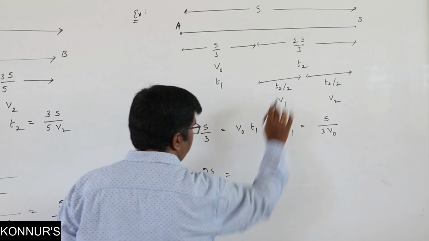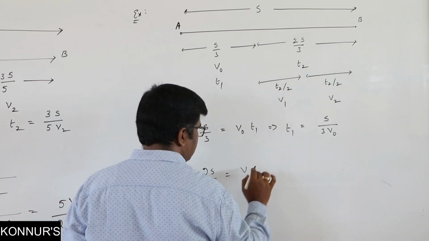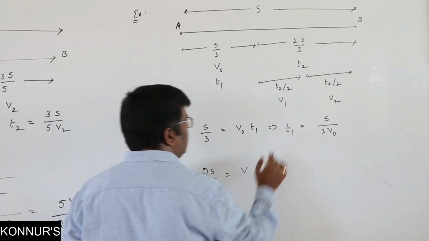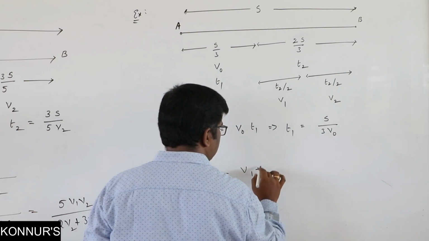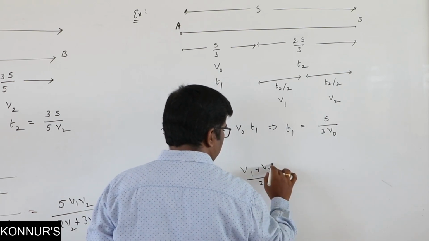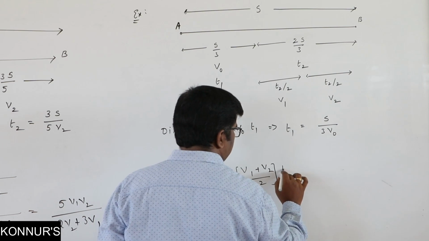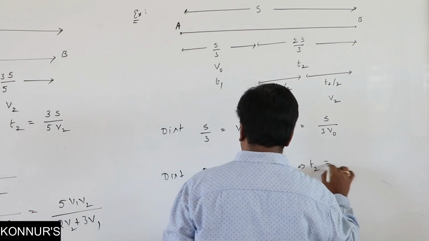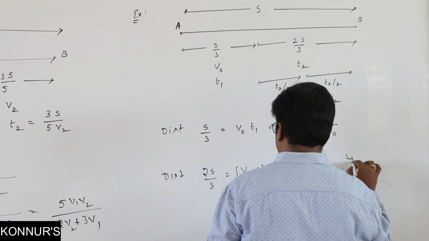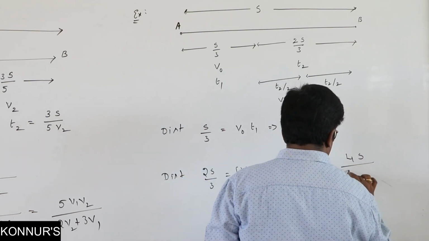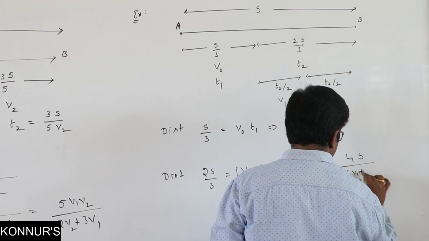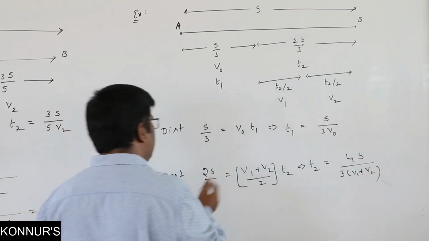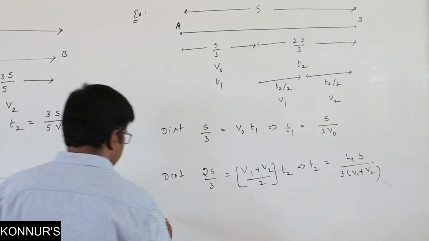Average velocity of time divided into two parts means it is the normal average of the speeds, that is (v1 plus v2) by 2. What is the time here? t2. Then t2 equal to, we can write as 4s by 3(v1 plus v2). Then you can find the average speed.